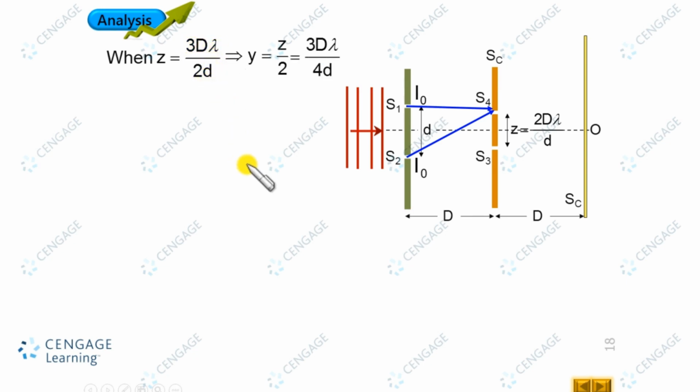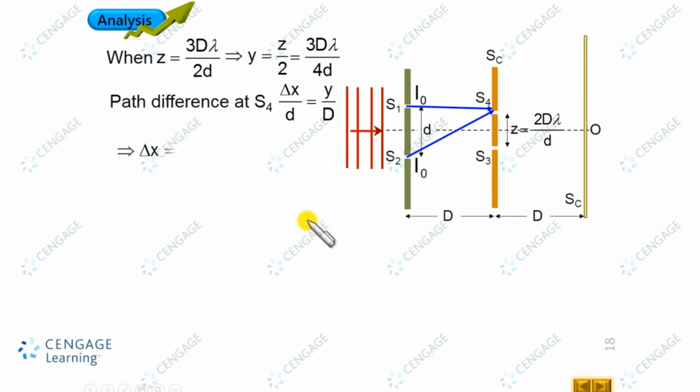Okay. Now same process. Path difference at S4, that is delta x divided by small d equal to y divided by capital D. Delta x equal to y small d divided by capital D. The y value is this much. This relation gives the value of delta x. Delta x equal to 3 lambda divided by 4.